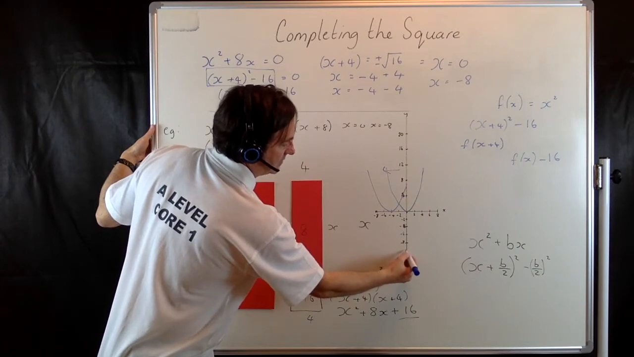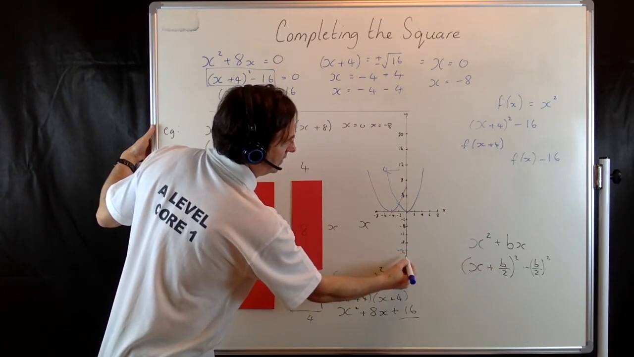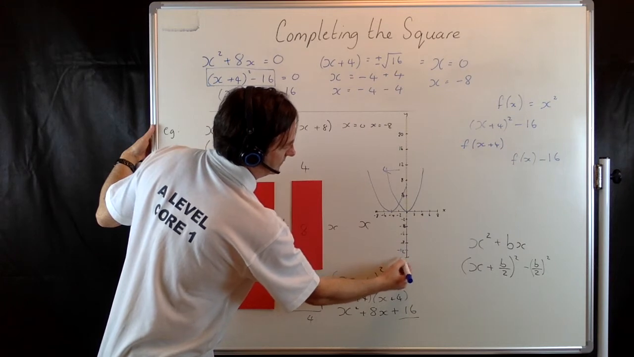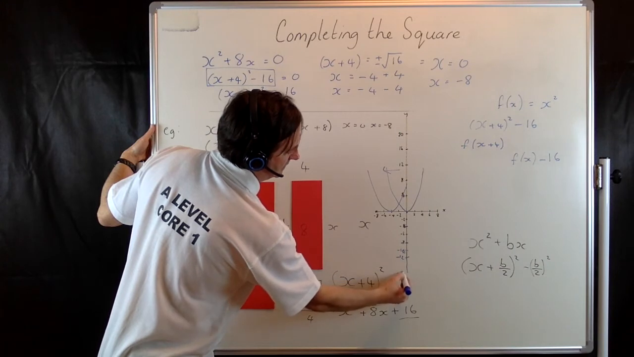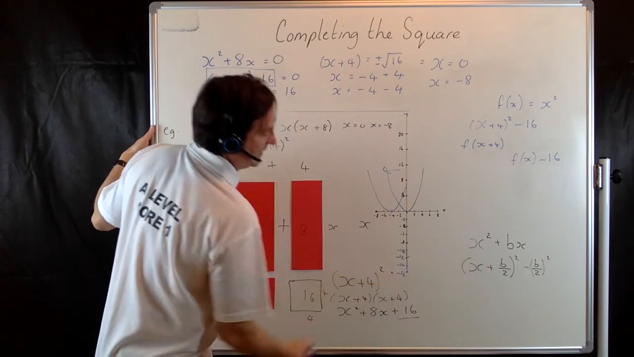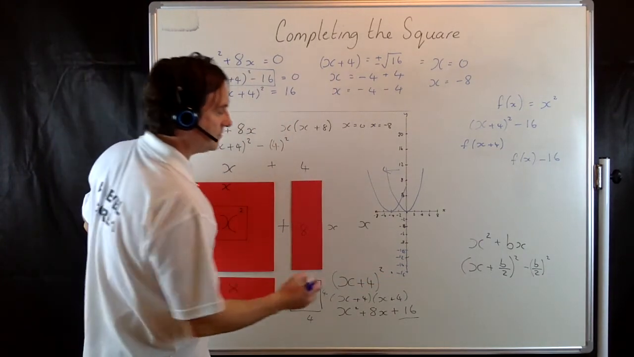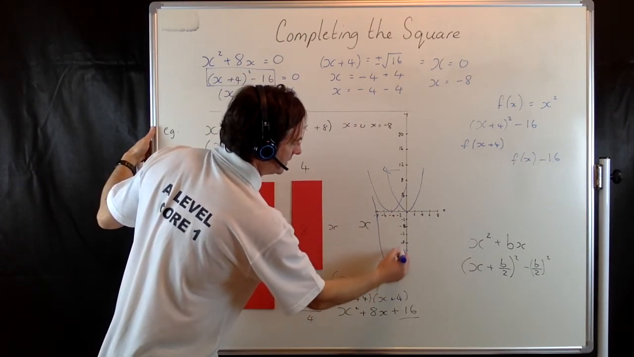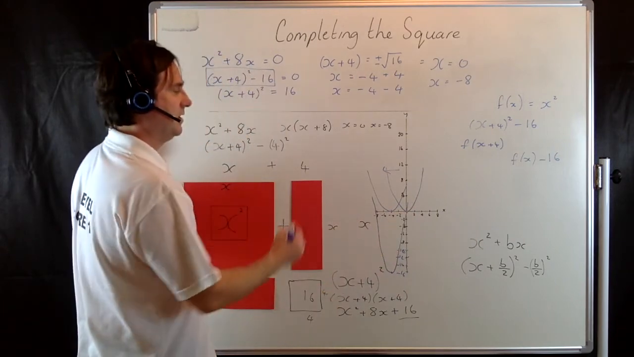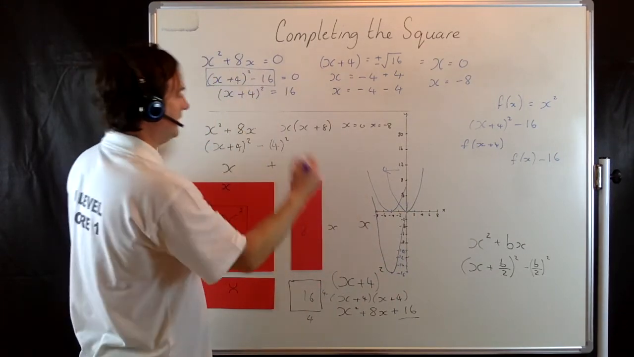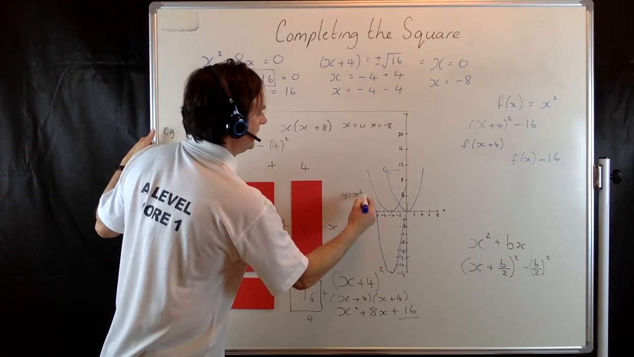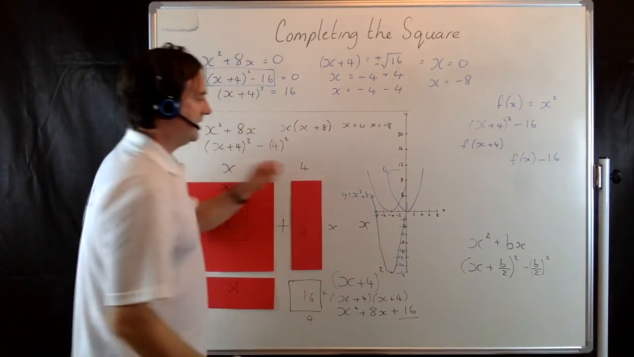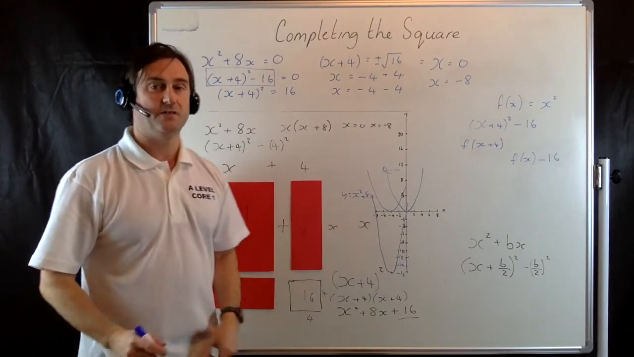So negative 4, negative 8, let's put a couple more on there, negative 12, and negative 16 is down here. So my curve moves to there. That's my vertex. I still know that it cuts the axis at negative 8. That's my vertex, and it goes through 0. So my original curve, y equals x squared plus 8x, can be shown by this curve here.